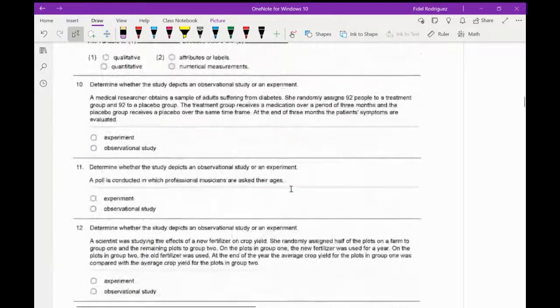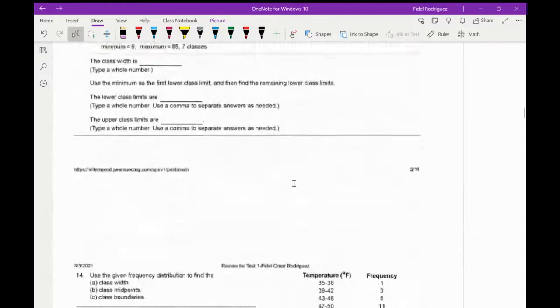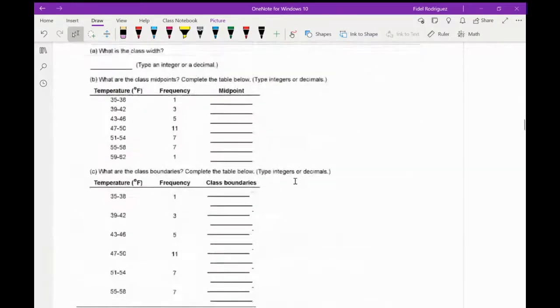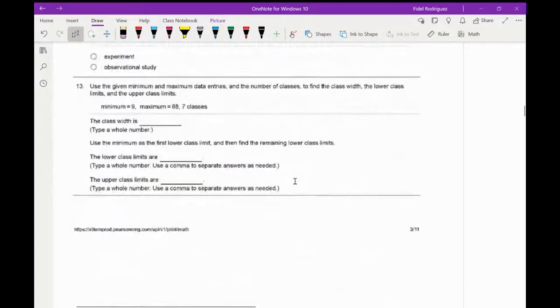Does anybody have any questions about, say, 13, 14, 15, anything like that? Anybody got any questions here? We'll get to that question, but otherwise we'll be jumping back and forth a whole lot. You know what I mean?